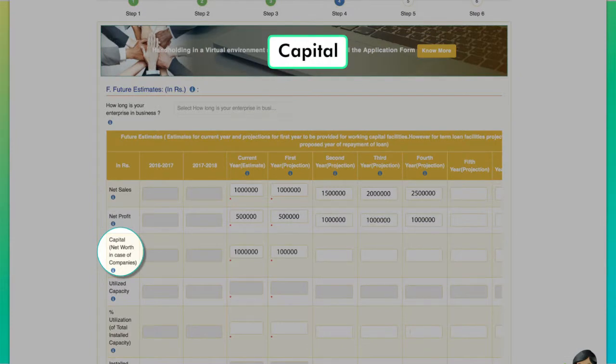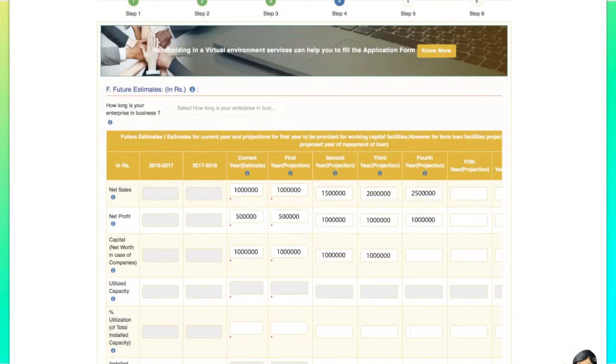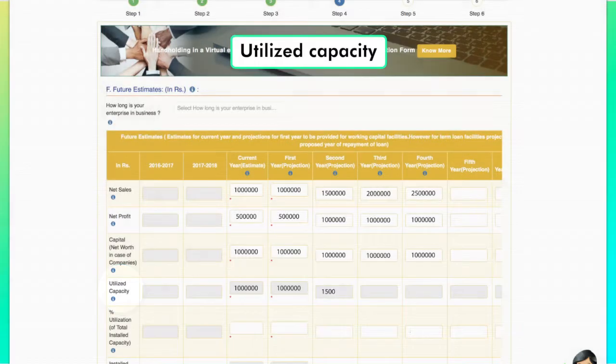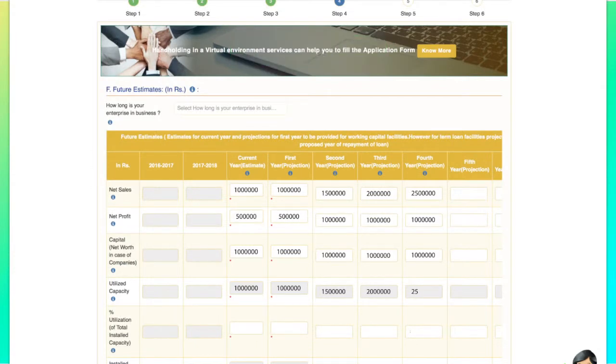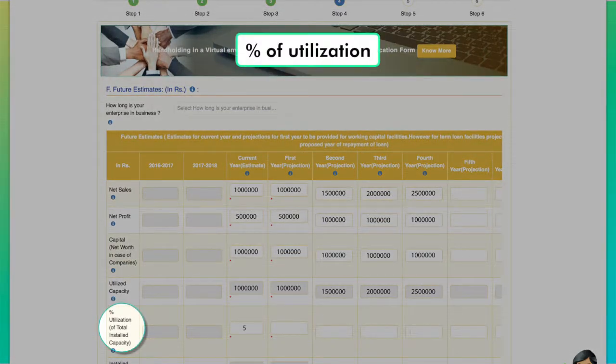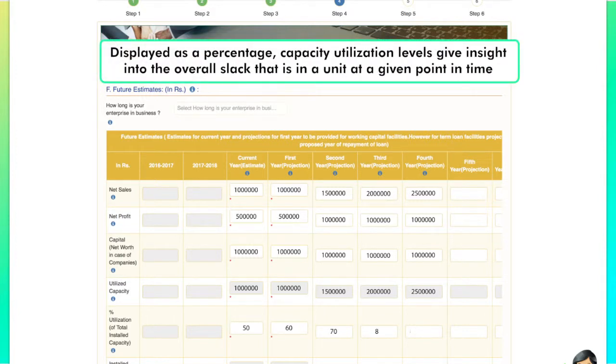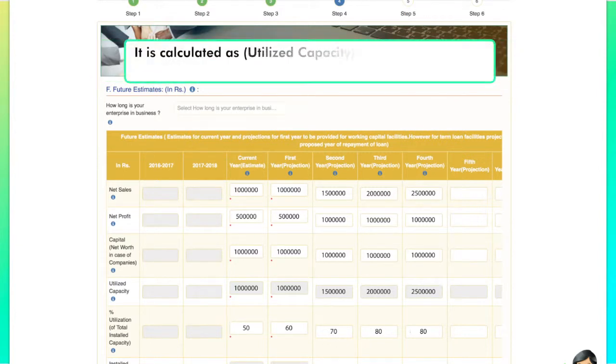Capital is the money brought in by the promoter for setting up of a unit. Utilized capacity is the actual level of output of a unit. The capacity utilization rate measures the proportion of potential economic output that is actually realized. Displayed as a percentage, capacity utilization levels give insight into the overall slack that is in a unit at a given point in time. It is calculated as utilized capacity or installed capacity multiplied by 100.